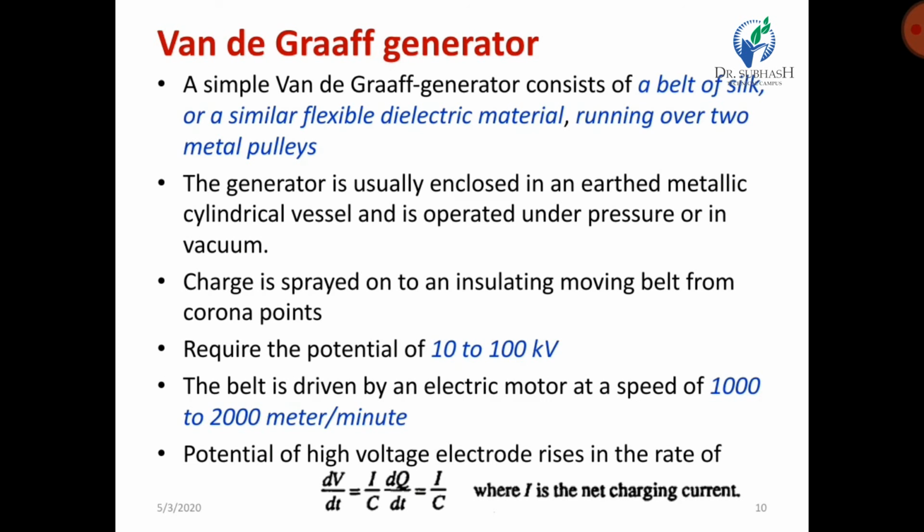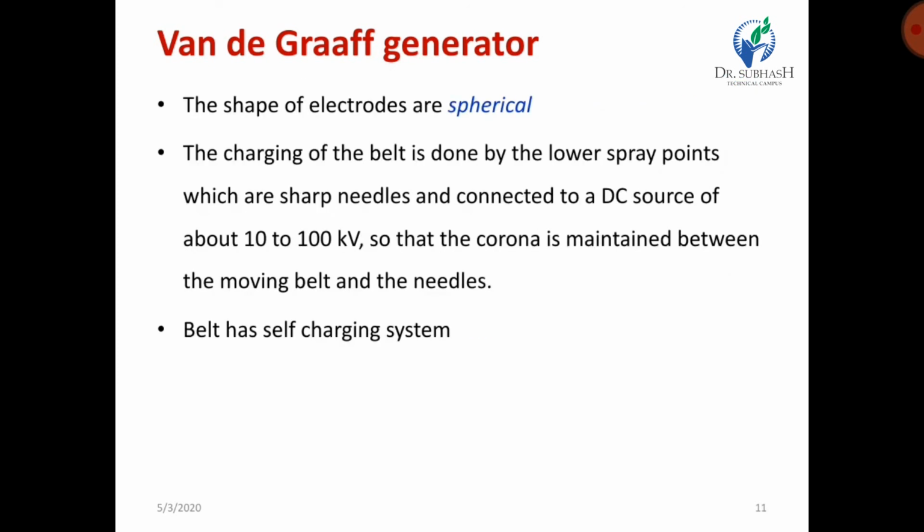Potential of a high voltage electrode rises at the rate of dV/dt = I/C, where I is the charging current, since I = dq/dt. The shape of electrodes are spherical that we have seen in the construction. The charging of the belt is done by the lower spray points, which are sharp needles connected to a DC source of about 10 to 100 kilovolt, so that the corona is maintained between the moving belt and the needles. Belt has self-charging system.